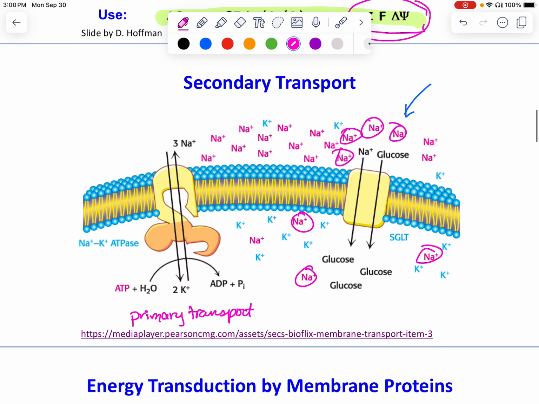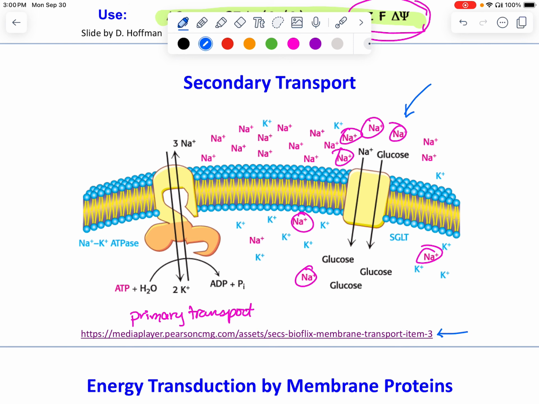Notice that when I look at this, there is a video here. So if you want to look at a picture of this, you can play this video. All right, and the video calls it cotransport, but also symport is the same thing.